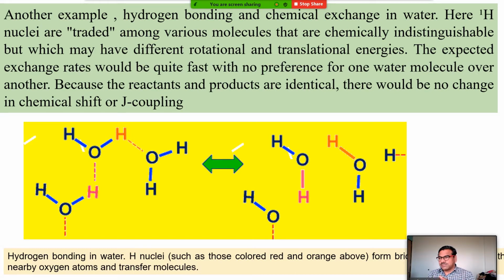Hydrogen bonding, there are two different types of hydrogen bonding. One is called intermolecular hydrogen bonding and another is called intramolecular hydrogen bonding.